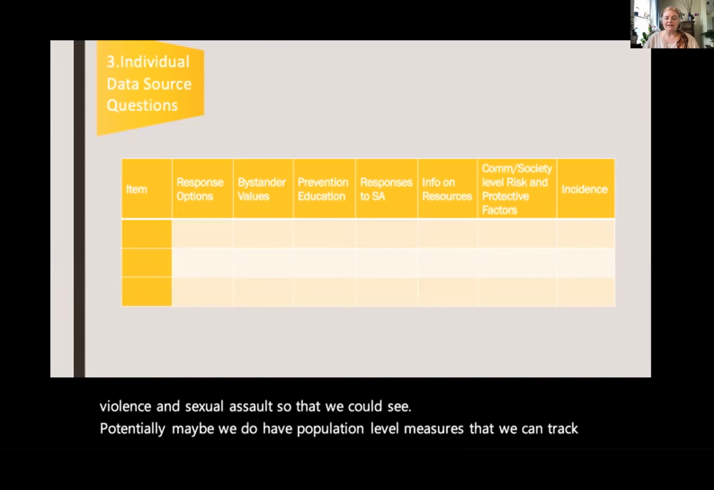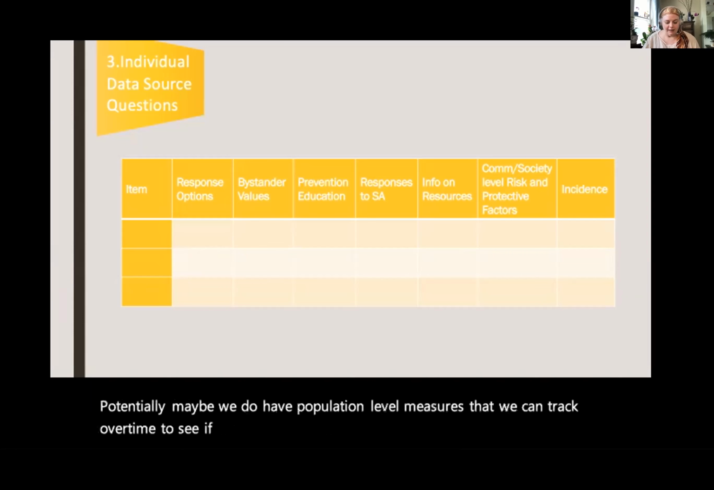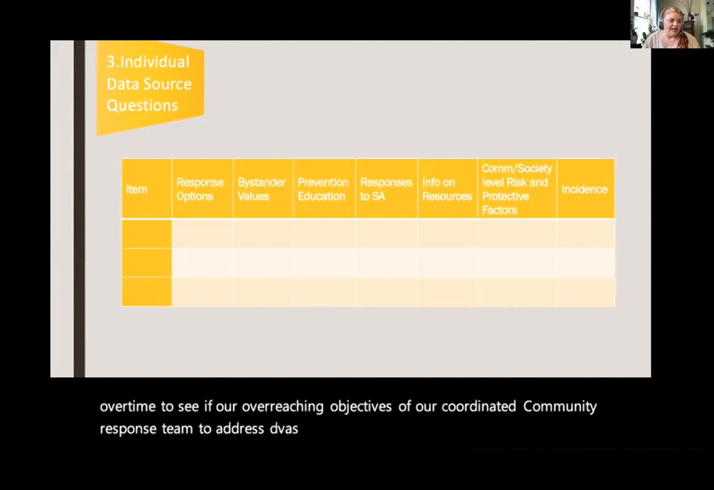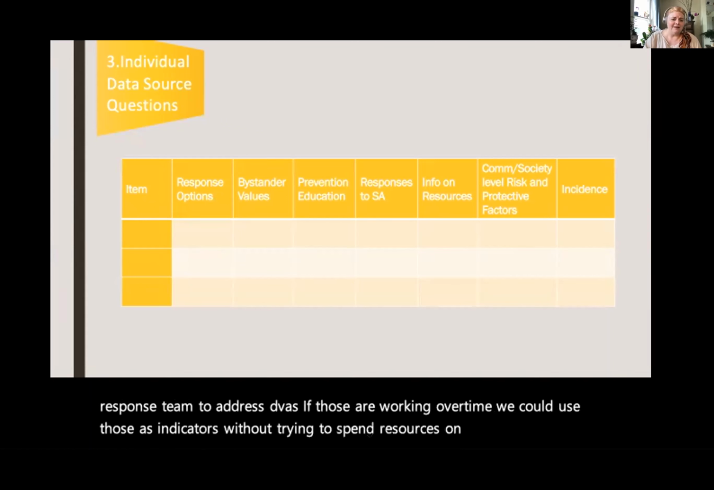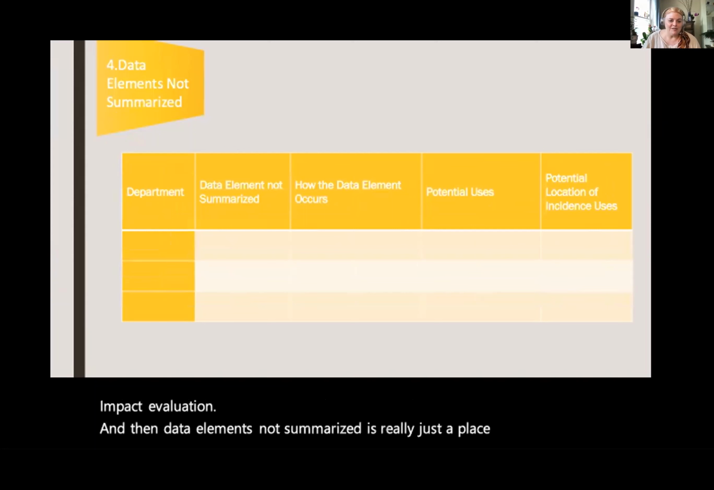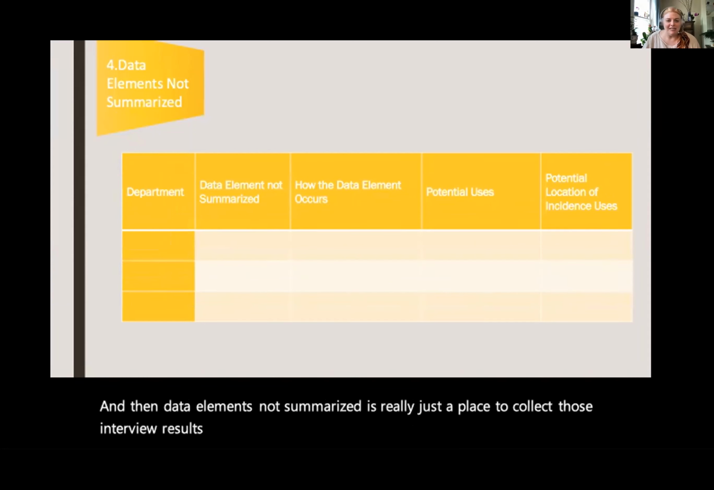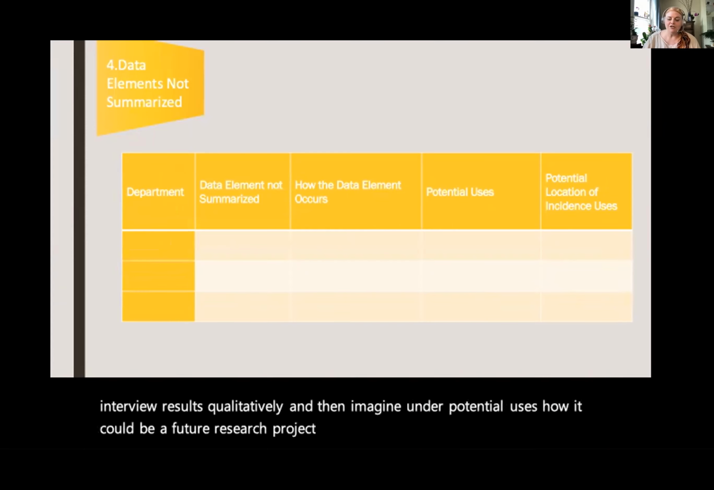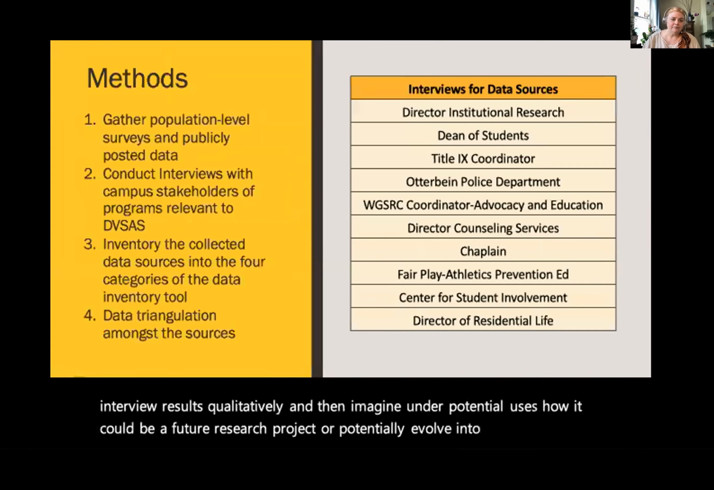so that we could see potentially maybe we do have population level measures that we can track over time to see if our overreaching objectives of our coordinated community response team to address DVSAS, if those are working over time. We could use those as indicators without trying to spend resources on an impact evaluation. And then data elements not summarized is really just a place to collect those interview results qualitatively and then imagine under potential uses how it could be a future research project or potentially evolve into a regular report.